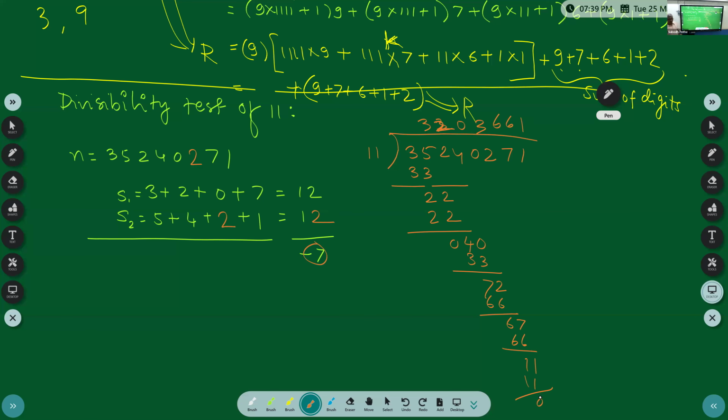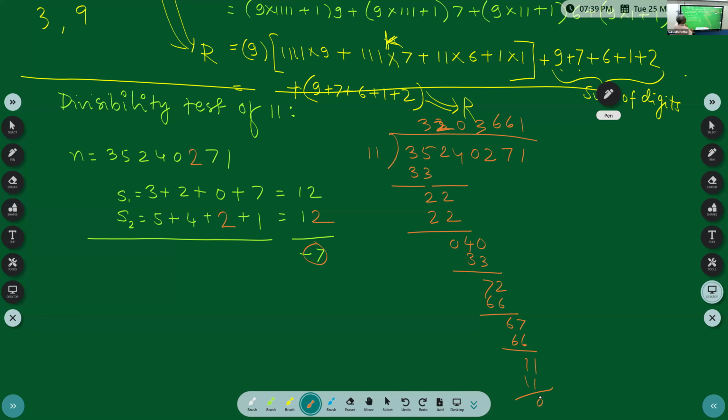So this number is divisible by 11, with exact division. So it seems this trick is working. Take the alternate sum of the digits minus the remaining alternate sum of the digits. If the subtraction is 0 or a multiple of 11, then the number is divisible by 11.